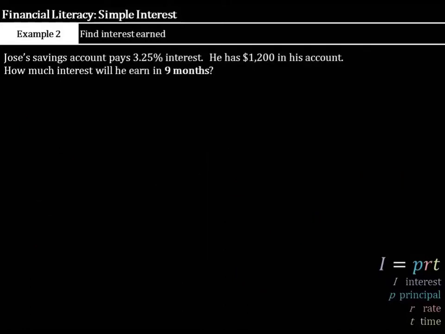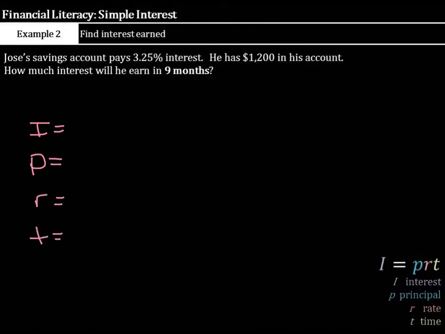Let's move on. Jose's savings account pays 3.25% interest. He has $1,200 in his account. How much interest will he earn in 9 months? 9 months in bold, because that's going to be really important that we do the right thing there. Let's once again start off by going with our variables. I equals, P equals, R equals, T equals.